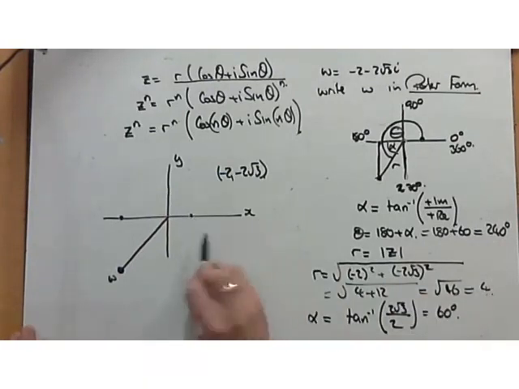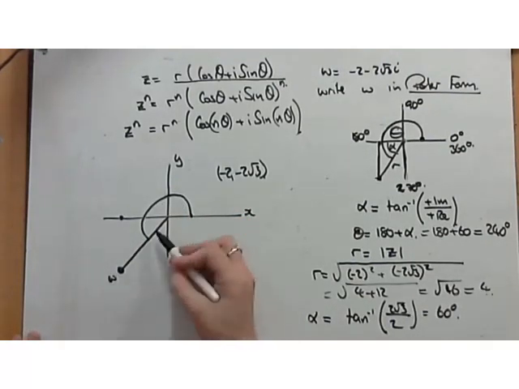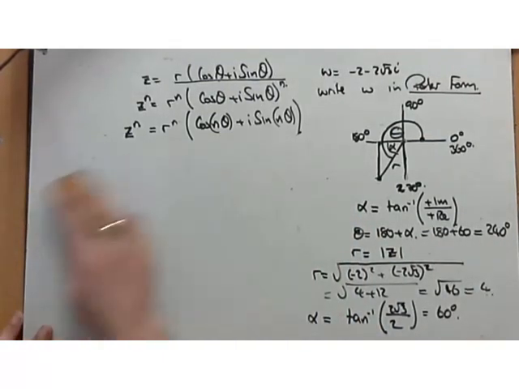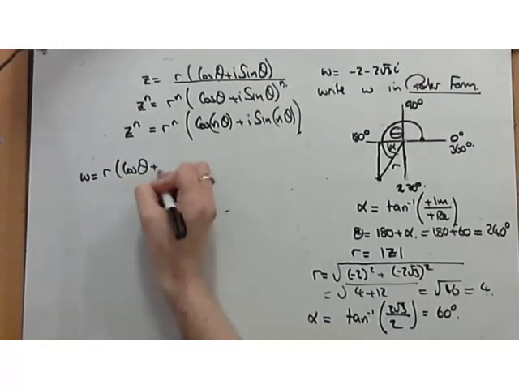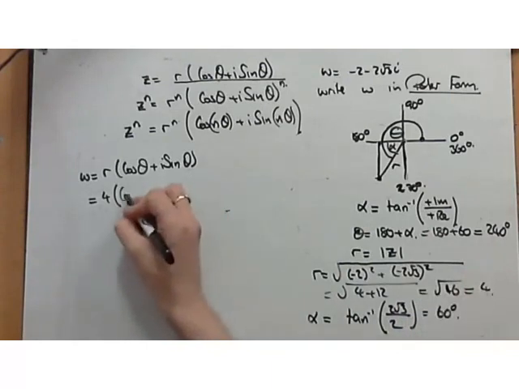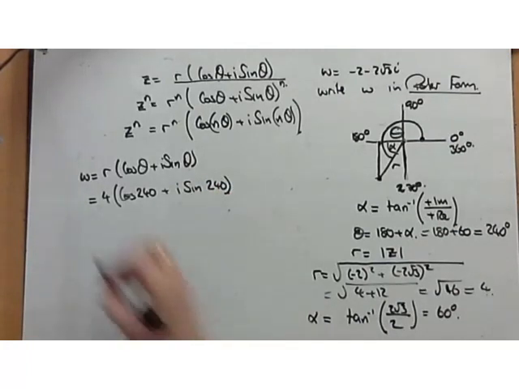So this angle here that starts at 3 o'clock on your watch and goes anti-clockwise until it hits that arm, that angle there is 240 degrees. Good. So now my complex number W is r times cos theta plus i sine theta, where r is 4 and theta is 240. So 4 times cos 240 plus i times the sine of 240. That's my number W. That's it in polar form.